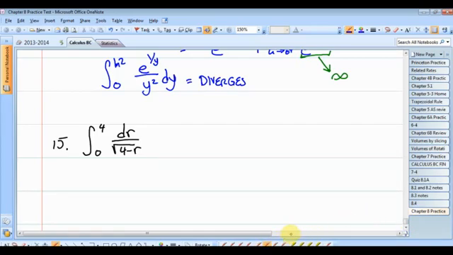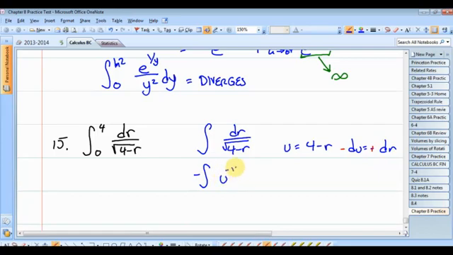So let's make quick work of it. Antiderivative time. U is going to be 4 minus r. du equals negative dr. So this becomes negative u to the negative 1/2 du, which is negative 2 root 4 minus r plus constant.